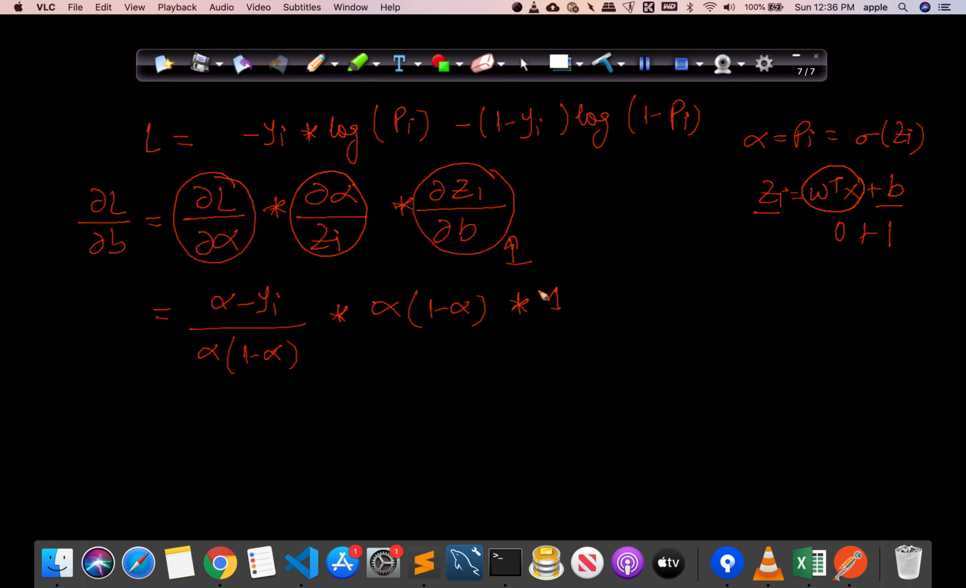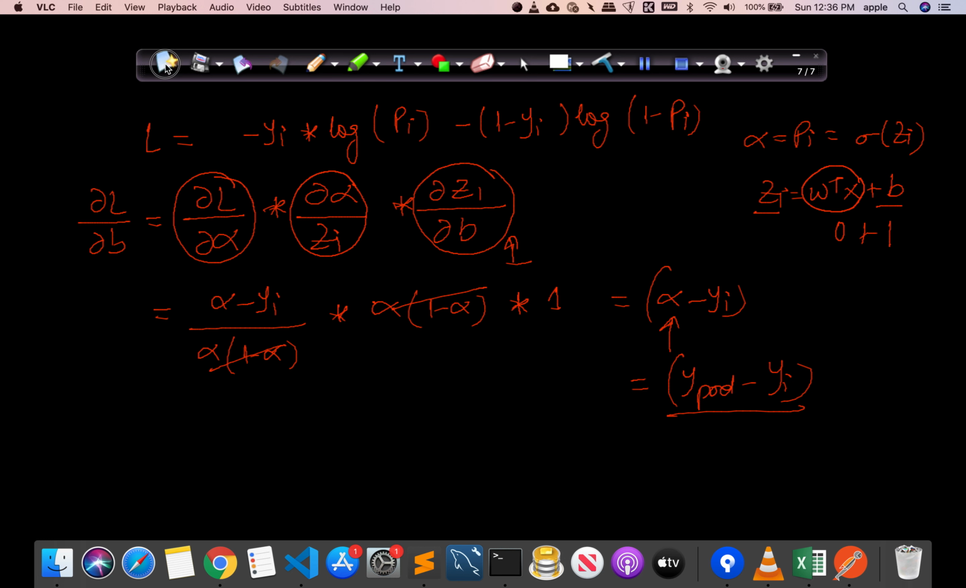In our previous derivation, we had x when we differentiated this with respect to w. Now we don't have x, we have only 1, because this term is assumed to be constant now. Now we cancel this. So what we get is simply alpha minus yi, and we know that alpha is the probability of the point belonging to a particular class. Therefore we can replace alpha with y predict, giving y predict minus yi.